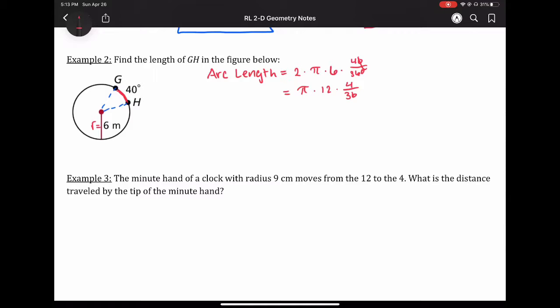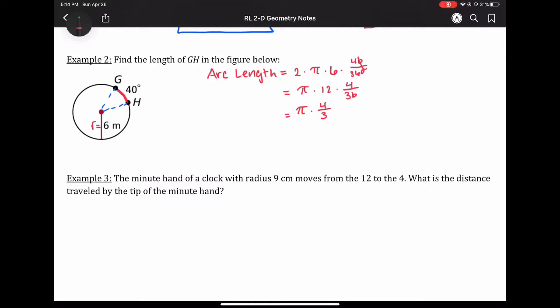There's another fraction shortcut I'm going to take. I'm recognizing that I have 12 times 4 over 36. 12 goes into 12 because it's the same, and 12 also goes into 36 three times. So I can divide 12 out of my fraction, and that leaves me with the simplified version of pi times 4 over 3.